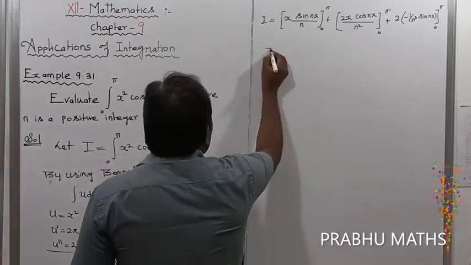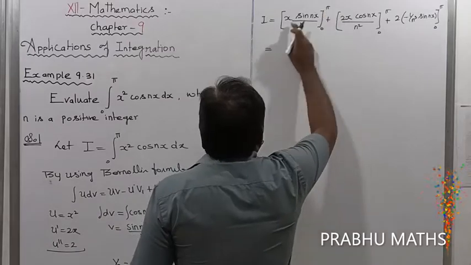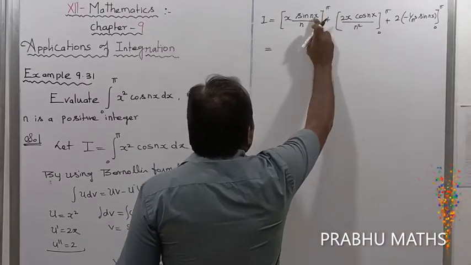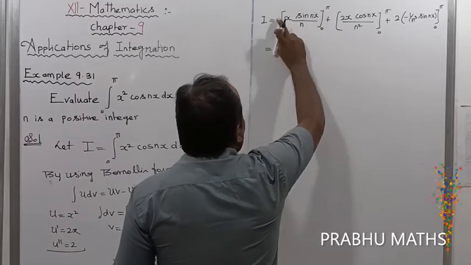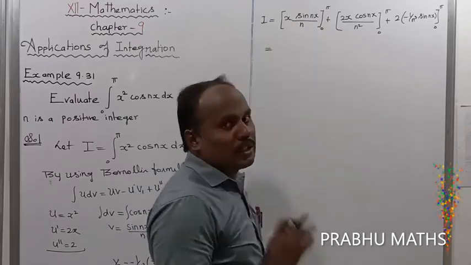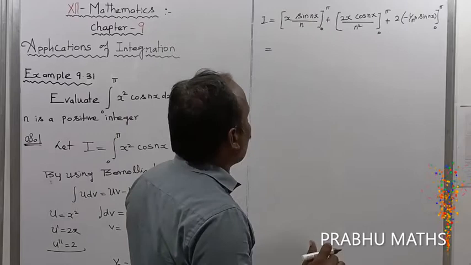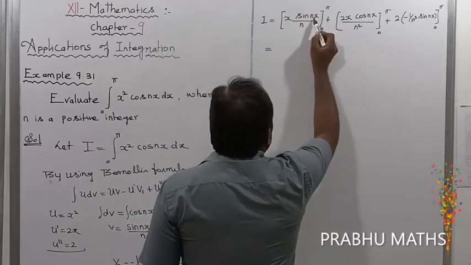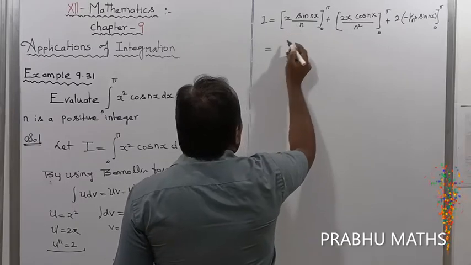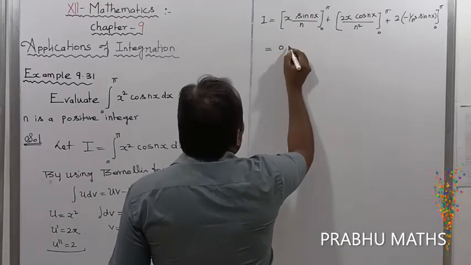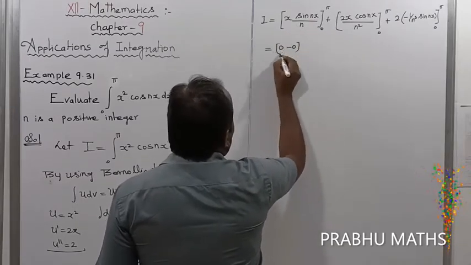The upper limit is pi, so sin n pi is going to be 0, clear. The lower limit is 0, so the first term is fully 0. Sin n pi is equal to 0, so the full term is 0: the upper limit is 0, the lower limit is also 0. Why? Because the answer is going to 0 only.